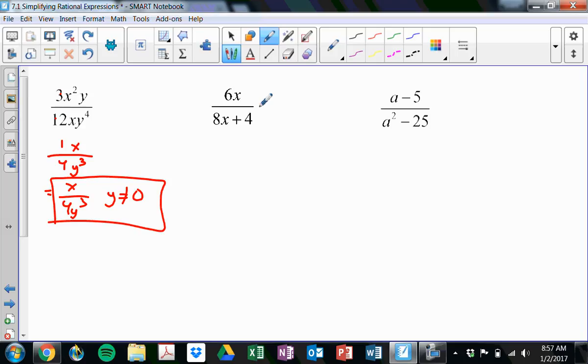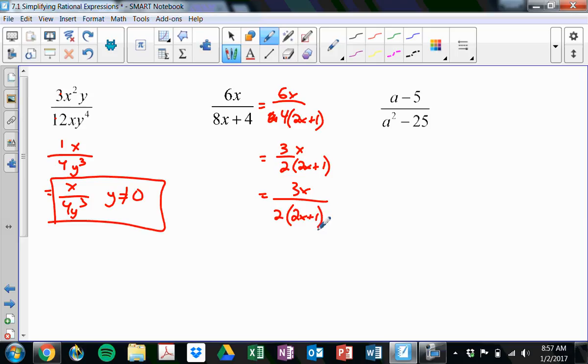This one, I'm going to factor whatever I can factor. The top can't factor, but the bottom can. I can put a 4, actually. Now I see what can cancel. The 6 and the 4 can cancel to give me 3 over 2. But the x and the 2x plus 1 can't cancel. So I'm left with 3x over 2 times 2x plus 1.